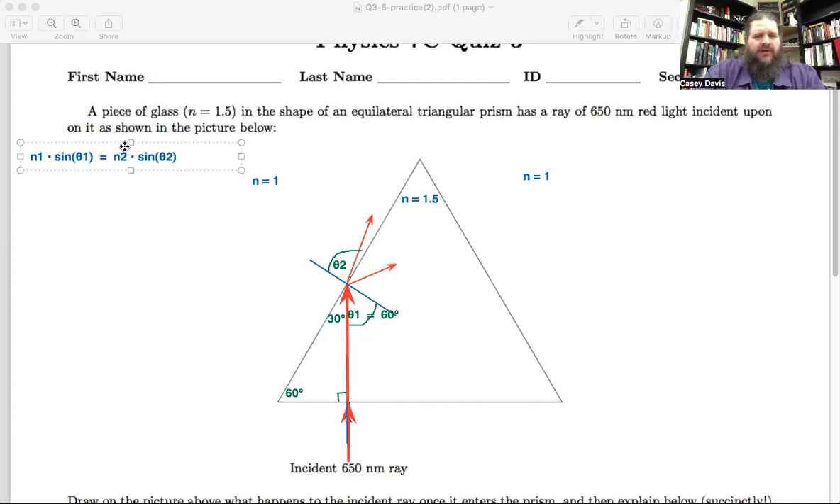So running Snell's law on this, we've got the first material is glass. So N glass times sine of theta 1, which is 60 degrees, has to equal N air times sine of theta 2, which we don't know yet. And we know N glass and N air, so we can fill in those values. N glass is 1.5, N air is 1. So how would we start solving for theta 2 here?